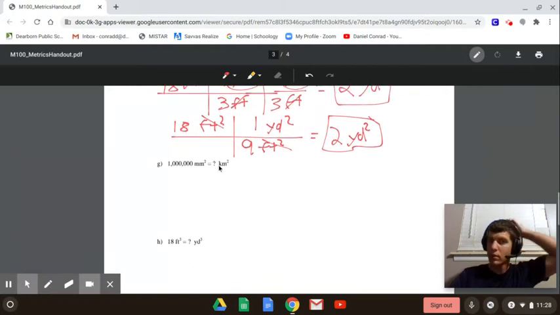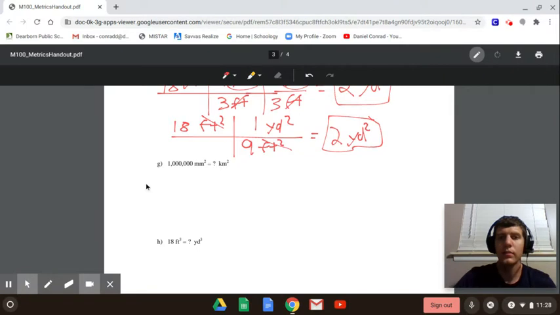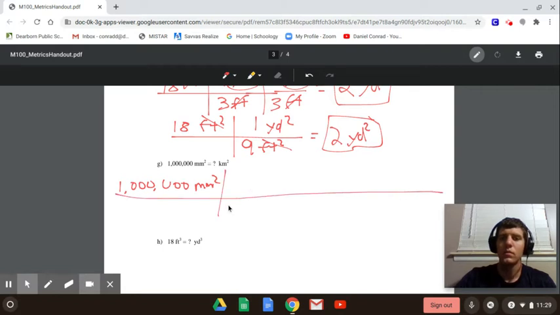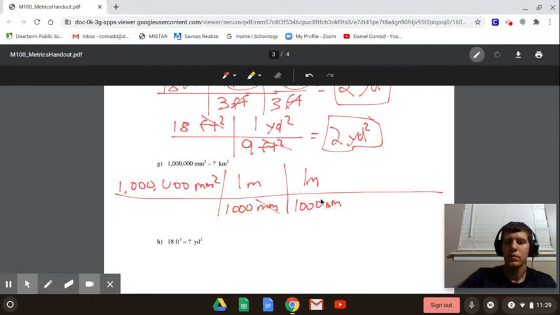So an area of 1 million millimeters squared. Okay, millimeters squared, and we want to go to kilometers squared. Okay, so we know there's 1,000 millimeters in every meter. And since it's millimeters squared, we have to do it twice. So 1 meter, 1,000 millimeters. Okay. So the millimeters would cancel with the millimeters squared. That leaves us meters times meters, meters squared.